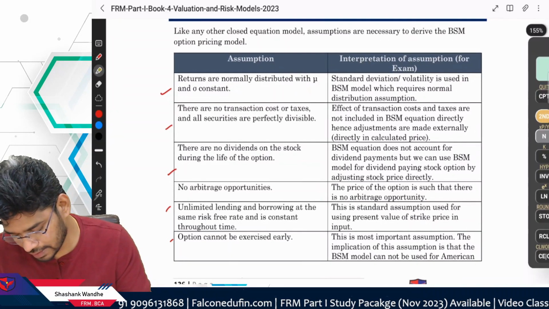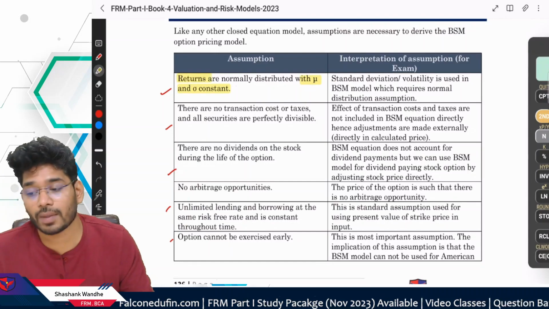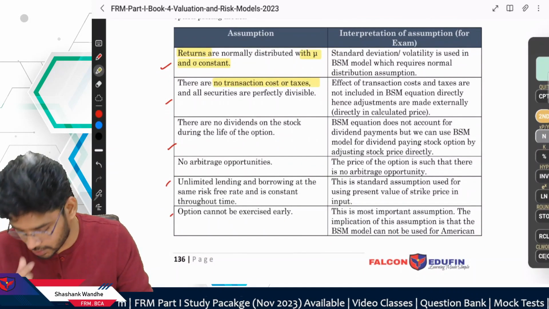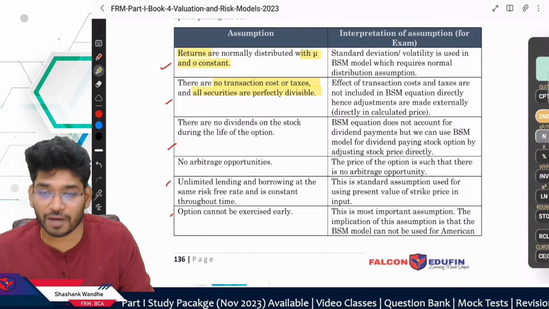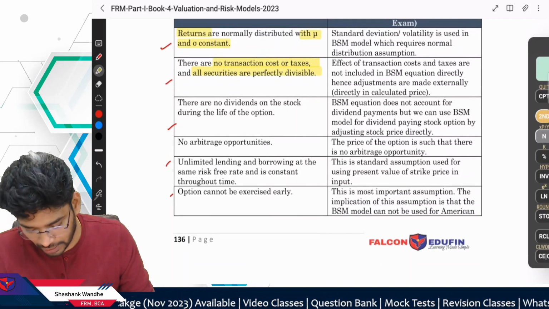So the first assumption is the normal distribution assumption, with the mean and variance constant. What is normally distributed? Returns are normally distributed. Then there are no transaction costs or taxes, and all the securities are perfectly divisible. This is what you need to remember. This is also known as a frictionless market.